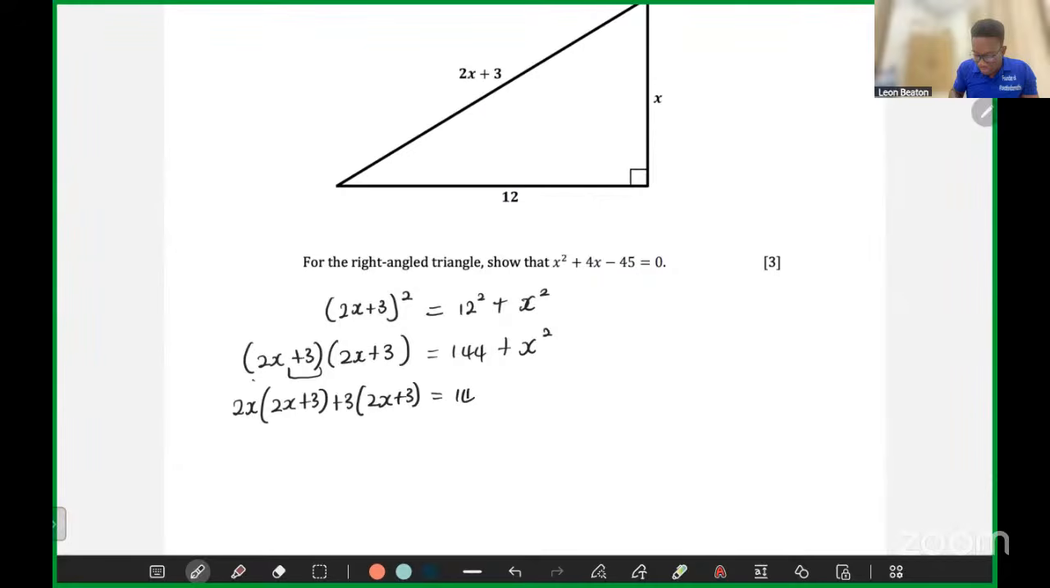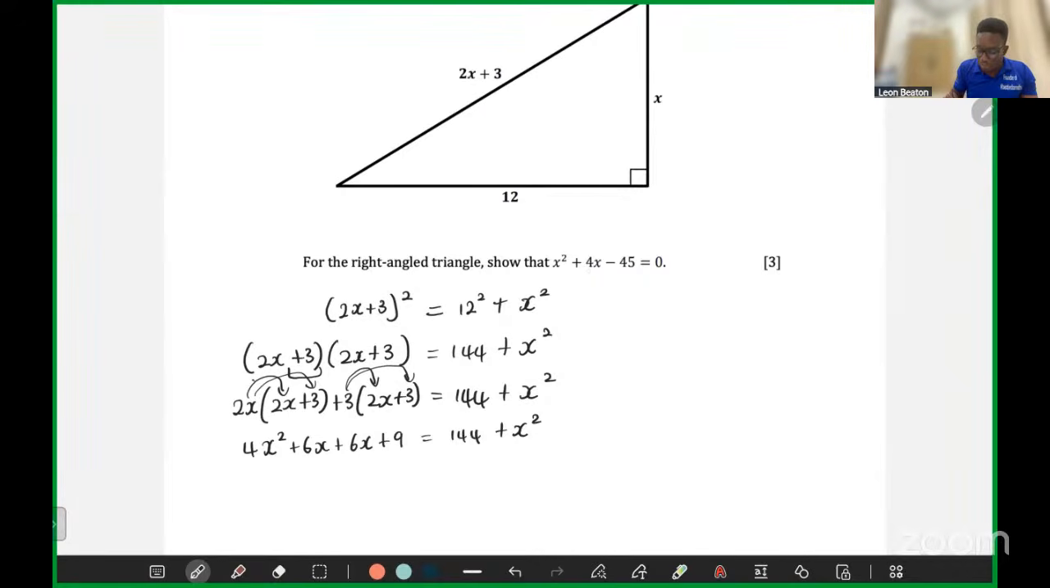And this will be equal to 144 plus x squared. So we use the distributive law now. Multiply 2x times 2x: 2 twos are 4, x times x is x squared. 2x times 3, 2 threes are 6, so this will be plus 6 and put back the x. Then I use the 3 now. 3 times 2x will give us, well, positive times a positive is a plus, so 3 times 2 is 6x again. And then 3 times 3 would give us 9, so this will be plus 9. This is equal to 144 plus x squared.